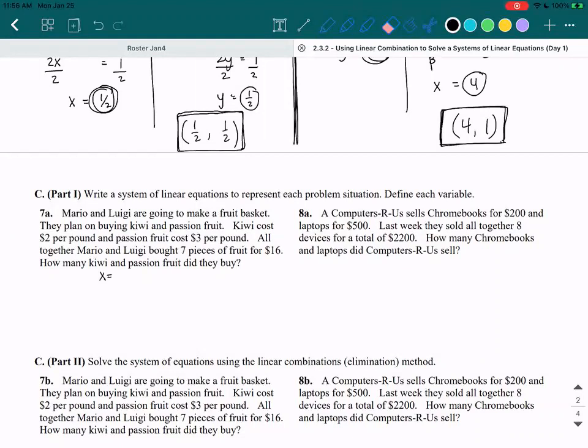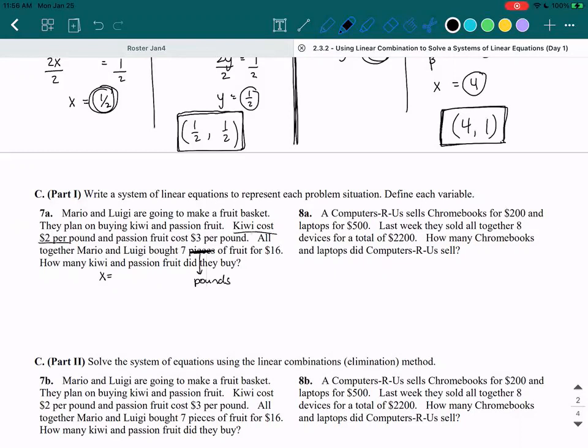They plan on buying kiwi and passion fruit. Kiwi costs $2 per pound and passion fruit costs $3 per pound. Altogether, Mario and Luigi bought 7. I'm going to make a correction here and correct it from pieces of fruit. Wait, not pieces of fruit, but pounds of fruit. Otherwise, your variables won't make sense. So 7 pounds of fruit for $16, okay? So, how many kiwi and passion fruit did they buy? But right now, we're just going to write the equations and not answer the question.